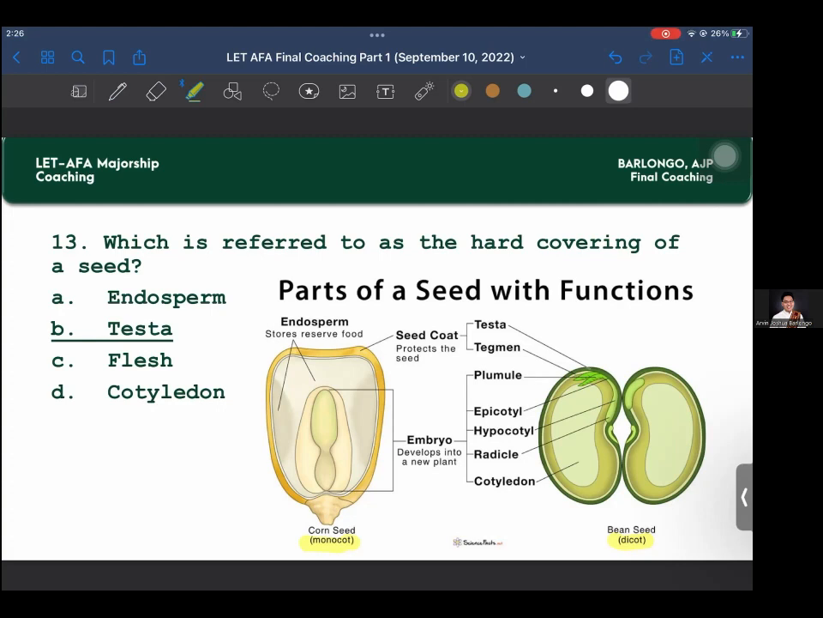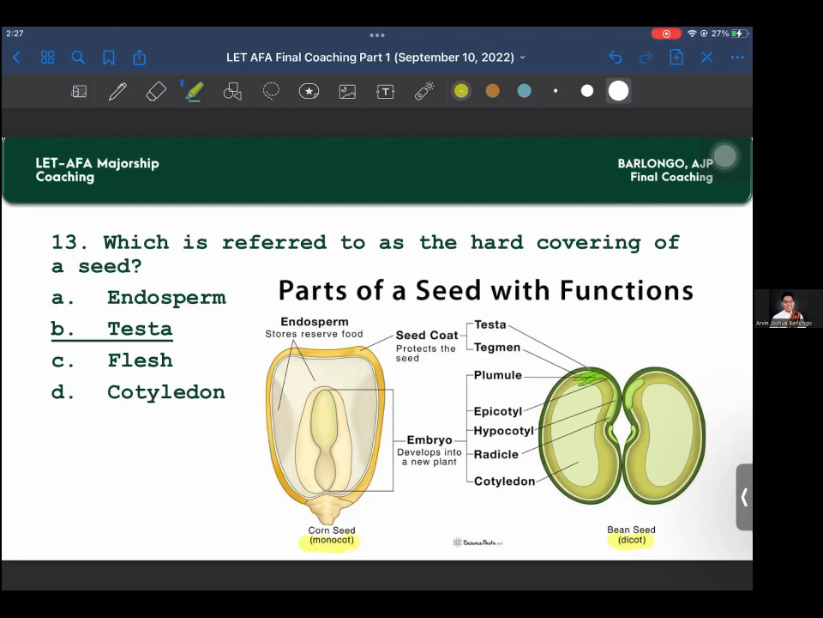Diyan kumukuha ng nutrients ang seed para gamitin sa kanyang paglaki. Kasi in order for a seed to germinate and to grow, kailangan niya ng reserved food. Kailangan niya ng pagkain para lumaki. Same true with us humans, di ba? Ganun din sa seed. Kailangan din nila ng food, so yung food na yun ay makikita sa endosperm. And of course, we have the seed coat. Ito yung nagpoprotekta sa seed. From the term itself, coat, kaya siya coat kasi nagpoprotekta siya. So that is in the case of a monocot.